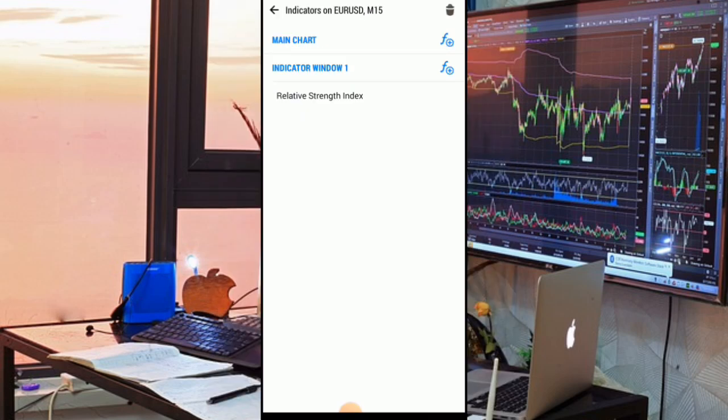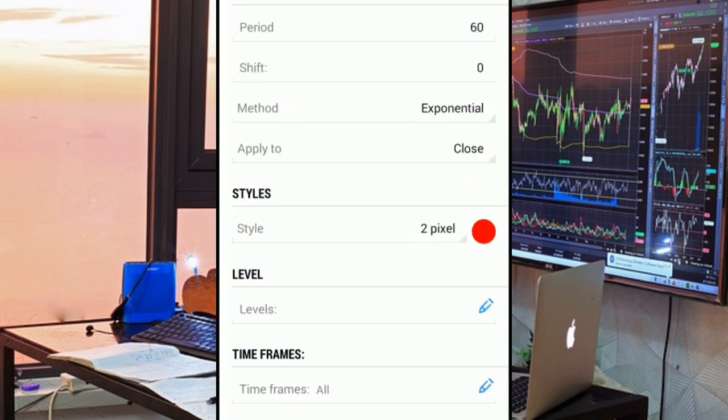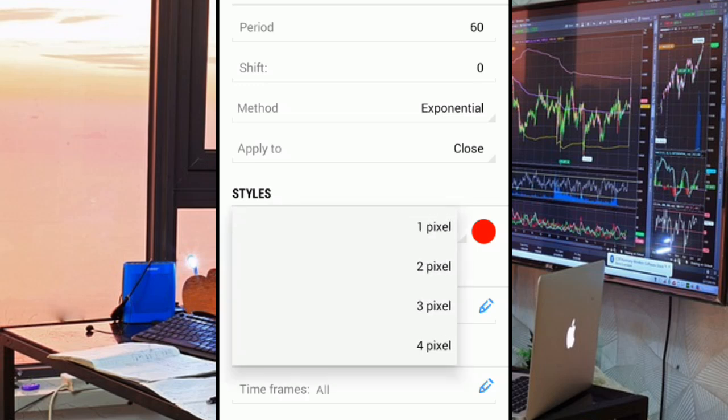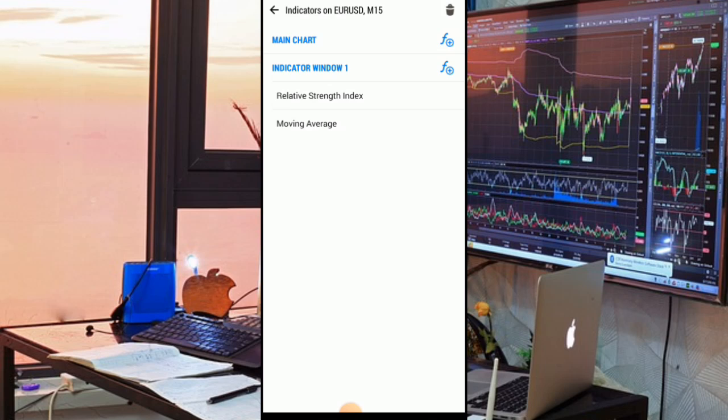So now we've got relative strength index, and then the next thing we are going to do is come to indicator window 1. So click indicator window 1 and select moving average over here. When you click moving average, make it period 60 and shift 0, method exponential, apply to close. Let's make it red, and you can just make it 3 pixel, it's still okay, and click save. So now we've got the relative strength index and the moving average.